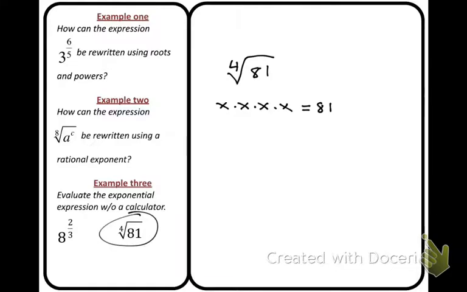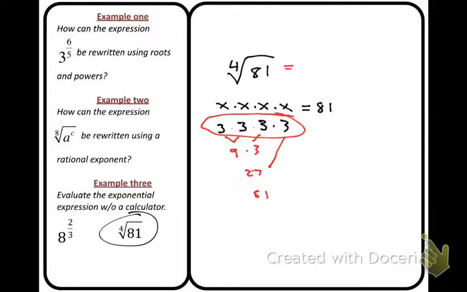But it looks like it's going to be, let's try 3. So 3 times 3 times 3 times 3. If we're looking at this, 3 times 3 is 9. 9 times 3 is 27. And now 27 times 3 is 81. So our answer would be, since we have four sets, four 3s in there, just one comes out. Our answer is 3, because 3 times 3 times 3 times 3 is 81.